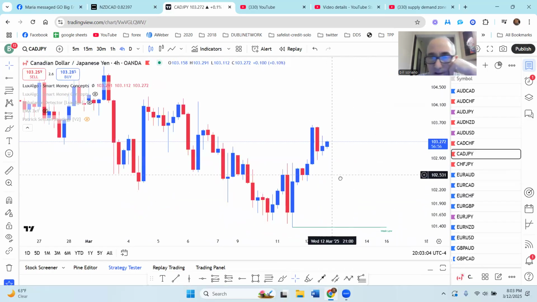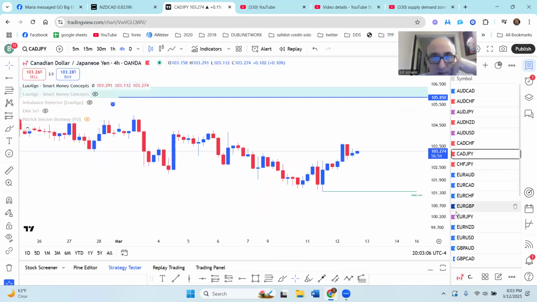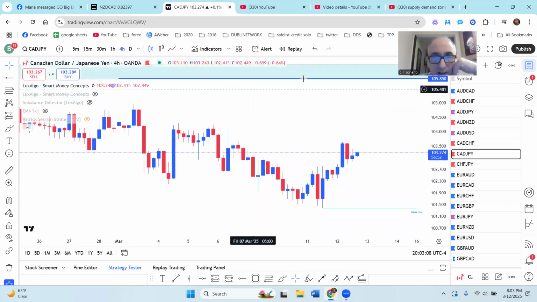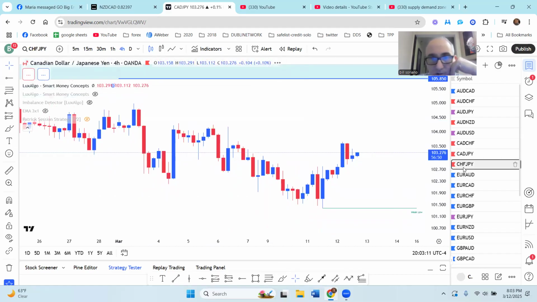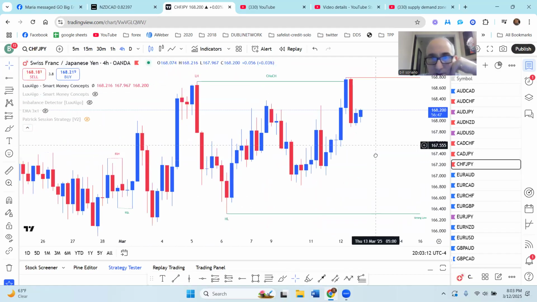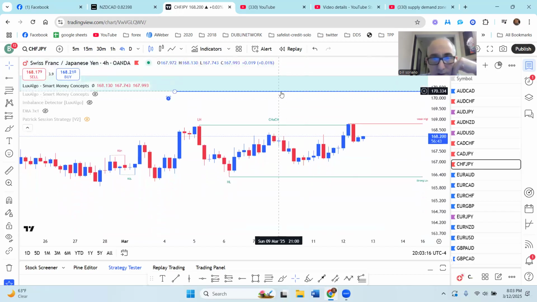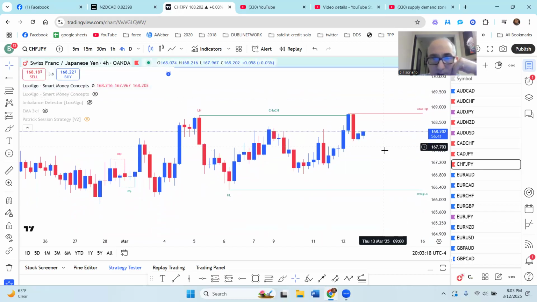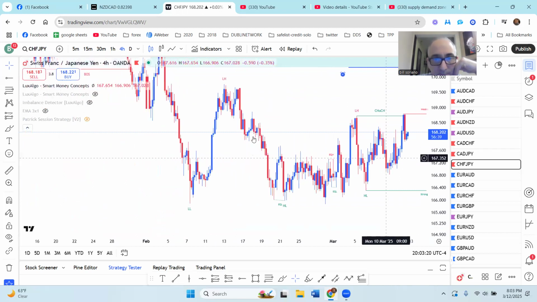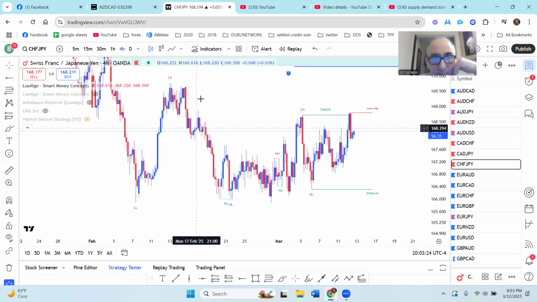CADJPY, this one is actually bearish, and we have a zone up here that we have an alert on. CHFJPY, this one, we also have an alert up here. This is bearish on the 4-hour time frame from this move right here, and now price is trying to come back up. I'm not exactly sure.